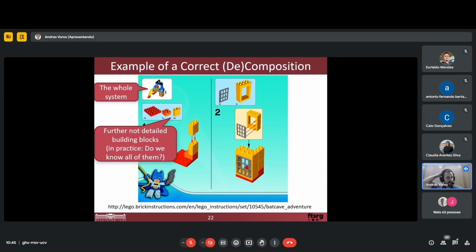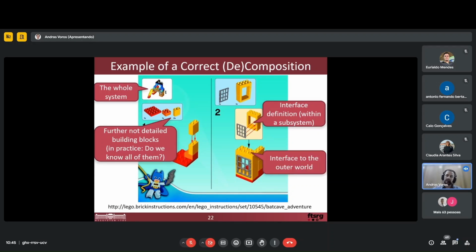Actually, in practice, in many cases, we don't know all of them. For example, we don't know all of the Lego bricks, but I can just tell that, okay, we need these bricks to decompose the system and be able to build the system. What is also very important in this Lego example is that we can have interfaces within a subsystem that will define how we can put the things together. And we can also have the interface to the outer world.